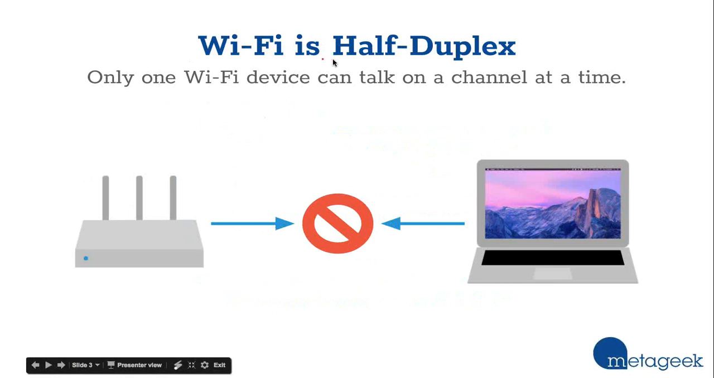The first thing I want to talk about is the half duplex nature of Wi-Fi. Now, I talk about this whenever I talk about Wi-Fi with a new group of people. I always start with this concept because this is the cornerstone. This is the building block. The most important thing that you can possibly understand about Wi-Fi is the half duplex nature of it.